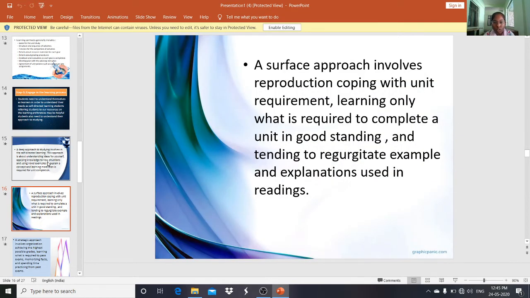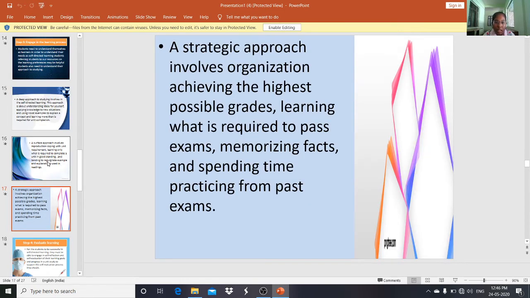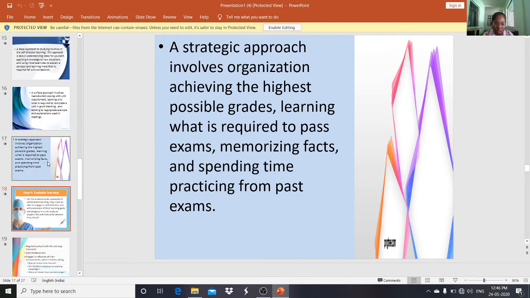A surface approach involves reproduction, coping with the unit requirements, learning only what is required to complete a unit in good standing, and tending to regurgitate the examples and explanations used in readings. Next, a strategic approach involves organization, achieving the highest possible grades, learning what is required to pass exams, memorizing the facts, and spending time practicing from past exams.